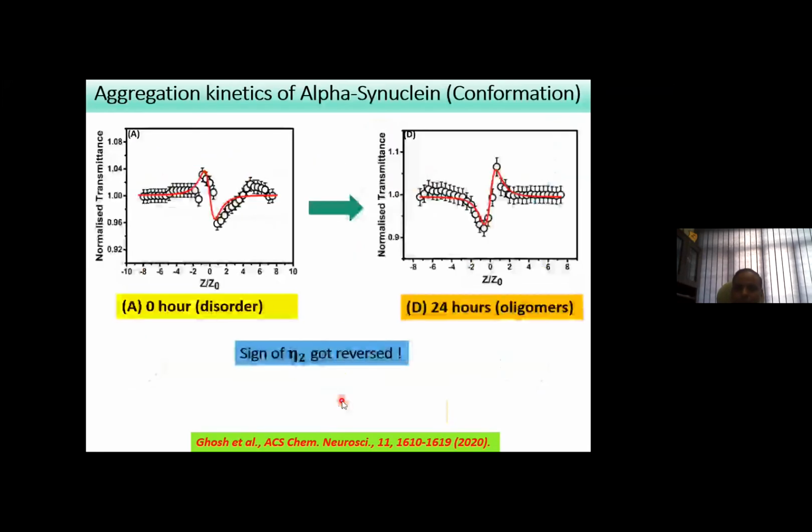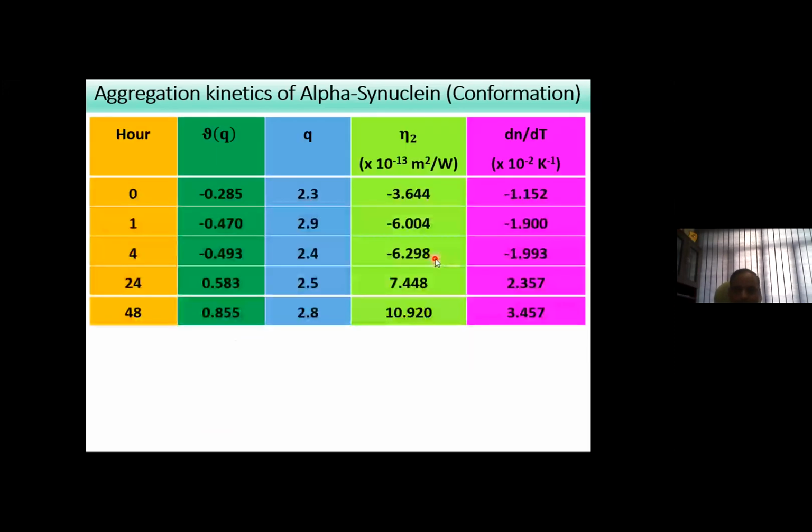So that means our results are actually identifying the toxic species with a sign change the moment we get the 24 hours scanning of the sample. The sign of eta 2 got reversed, and this can be used as a marker to identify toxic species indirectly in Parkinson patients if you have a specific parameter. That's why this kind of technique is proposed as a tool to identify the toxic species of any aggregated proteins.